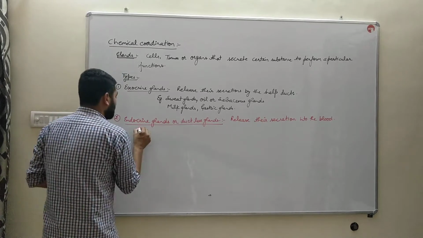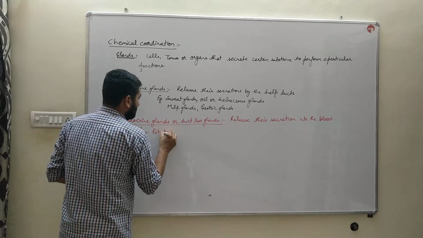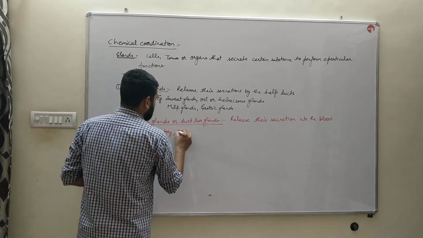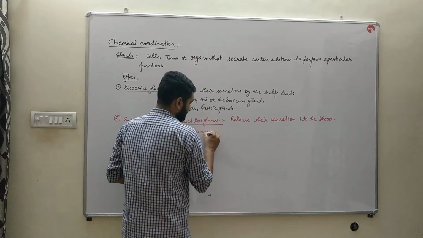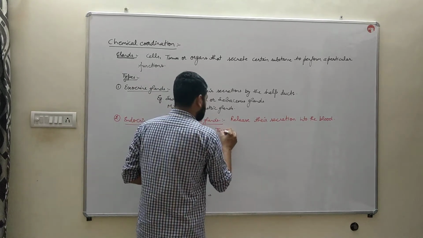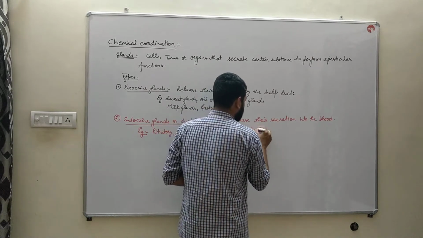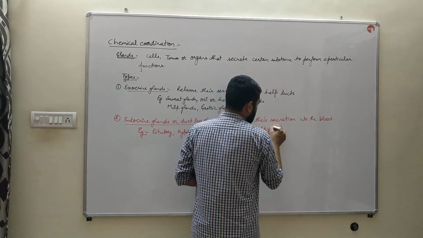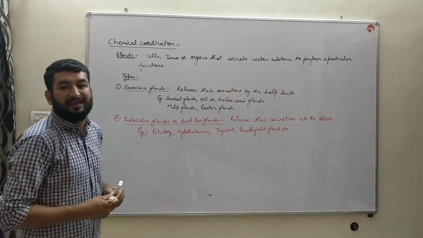The examples of endocrine glands, these glands we'll discuss in detail as well: pituitary gland, hypothalamus, thyroid, parathyroid, thymus gland. These glands are endocrine glands.